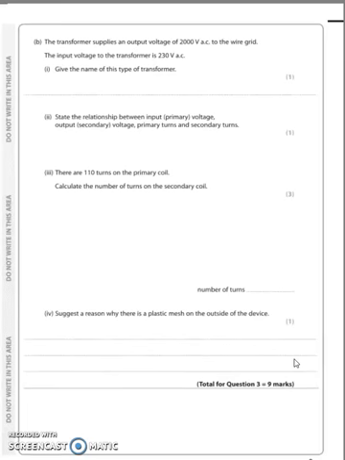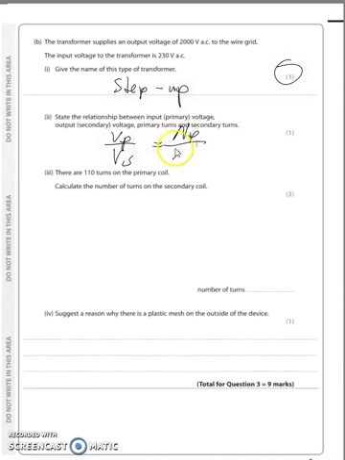B, the transformer supplies an output voltage of 2000 volts AC to the wire grid. The input voltage is 230. Give the name of this type of transformer. It's a step up. If it's got an output bigger than the input, then it must be a step up transformer. State the relationship between input voltage, output voltage, primary turns, secondary turns. So we'd have voltage primary over voltage secondary is number of turns on the primary over number of turns on the secondary. I'm going to state that for 1 mark.